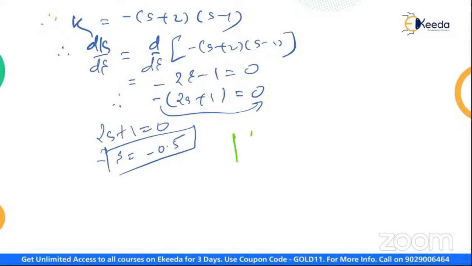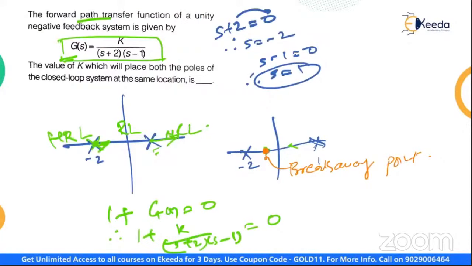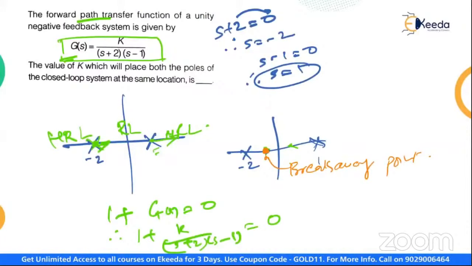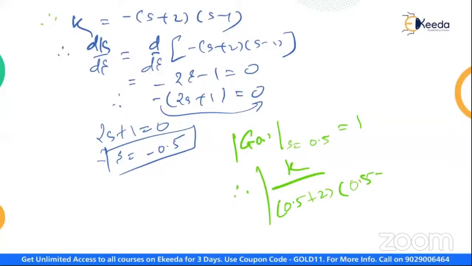So mod of G of s at s equal to 0.5 equals 1. If you just replace s equal to 0.5 in this equation, K upon mod of s plus 2, s is 0.5, so 0.5 plus 2, into 0.5 minus 1, equal to 1.